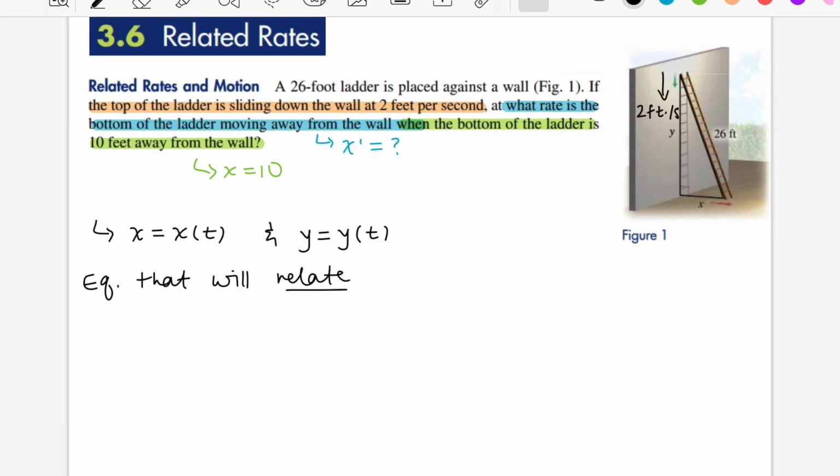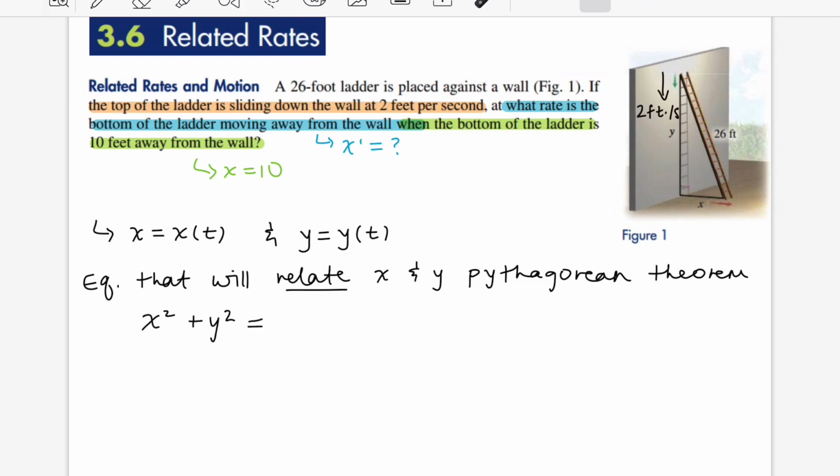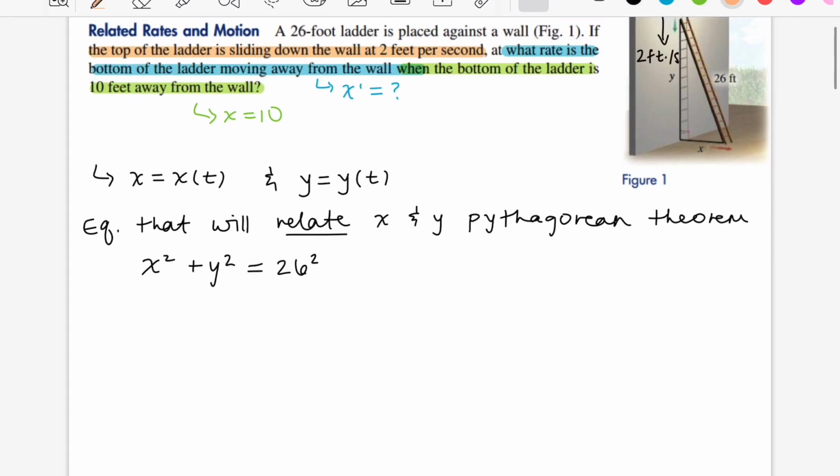So the equation that will relate our variables x and y is the Pythagorean theorem. That says if we have two sides, x squared plus y squared is going to be equal to the hypotenuse squared, so this long side squared, and we know that hypotenuse is 26 feet. So this is our function, and if you remember from the last video, this is in fact an implicit function.